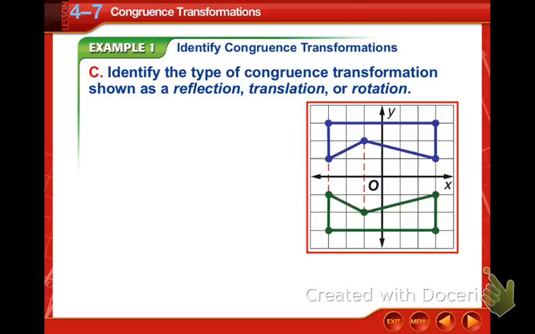Last one here, you can see that it is not rotated. Our points are not pointing at the same point. Not all of them anyway. And it is definitely not facing the same direction. So since it's not facing the same direction, it's not a translation. And again, the points are not the same distance away from another point. So it's not a rotation. This has to be a reflection. And it is a reflection across the x-axis.